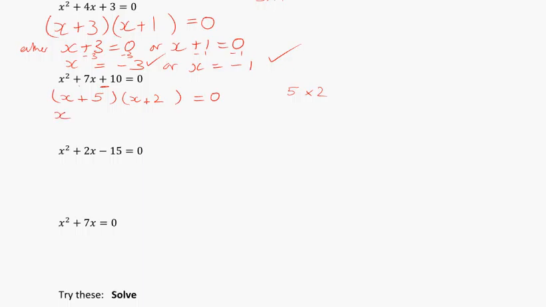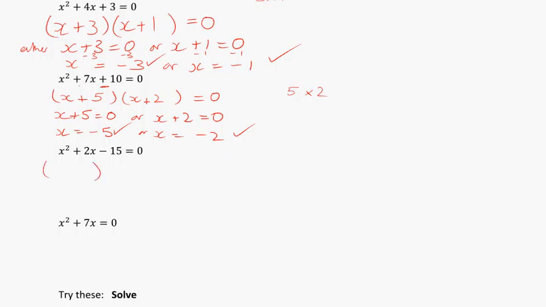And solving, x plus 5 is equal to 0, or x plus 2 is equal to 0, and so x is equal to negative 5, or x is equal to negative 2. Our two solutions. Okay, the next one.